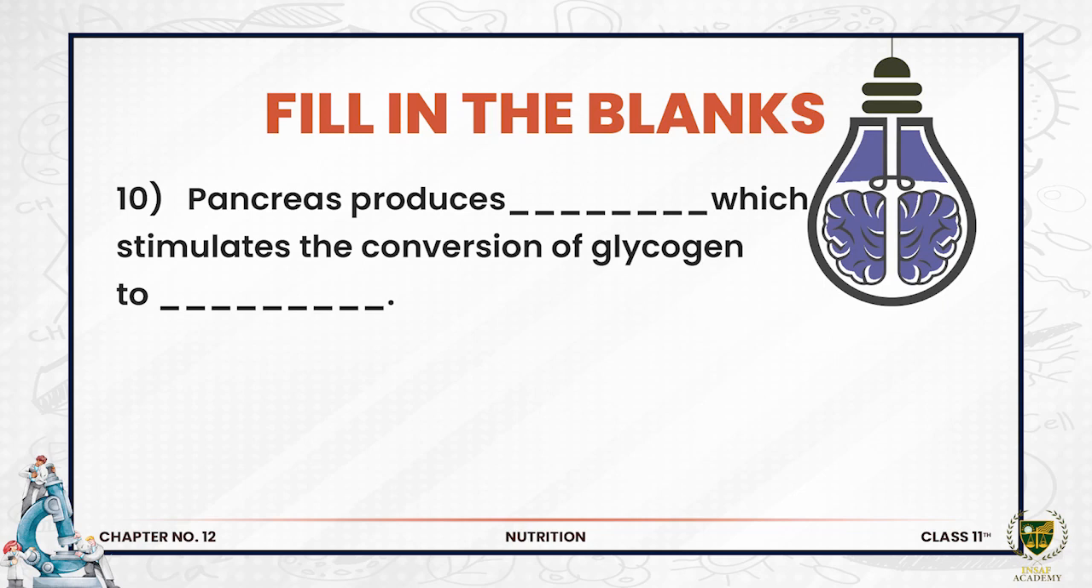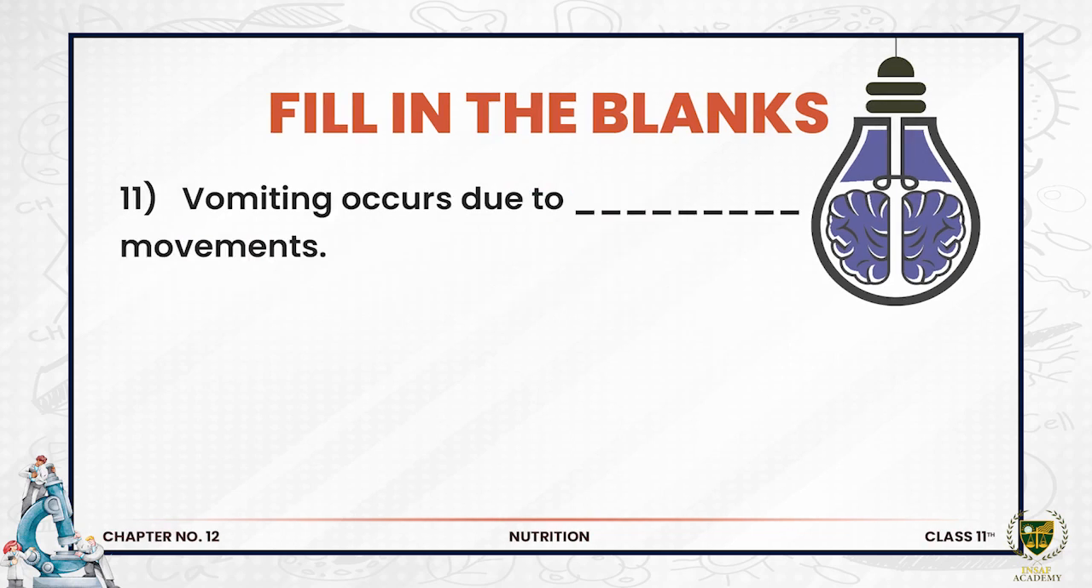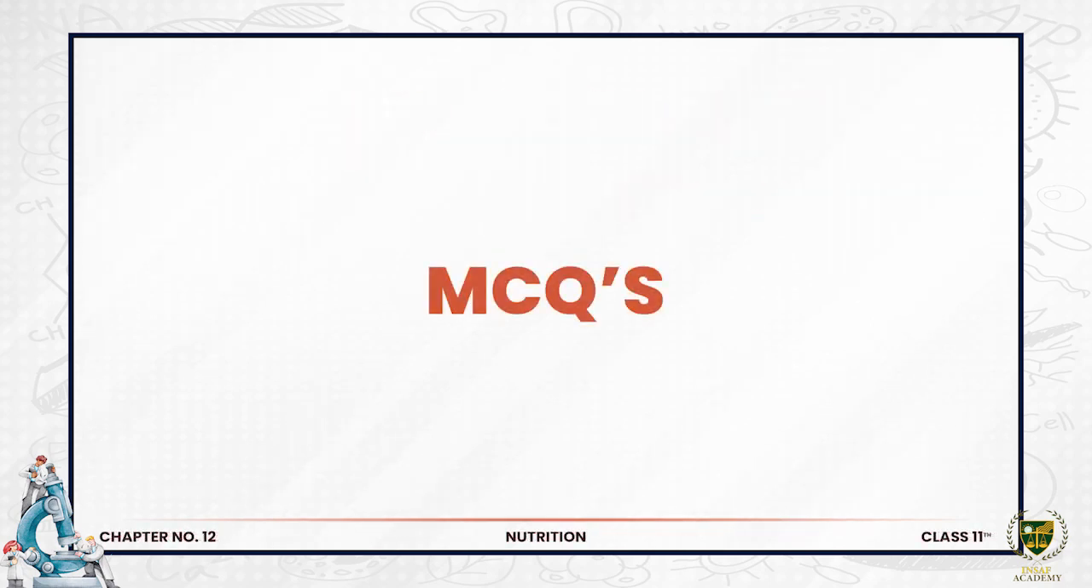And here, instead of enzyme, we can also write the name of that enzyme, glycogen phosphorylase, which stimulates the conversion of glycogen to glucose. And number 11, vomiting occurs due to antiperistaltic movements. Question number 2, each question has 4 options and circle the correct answer.